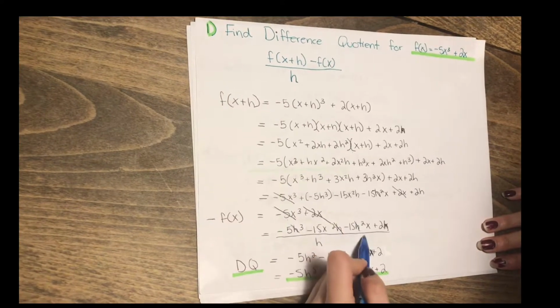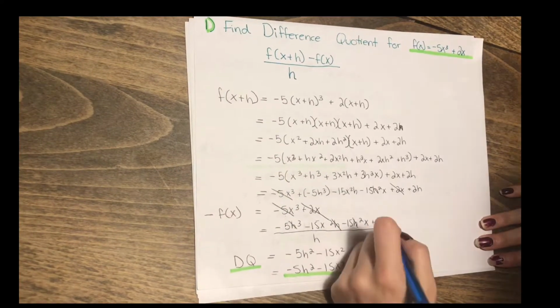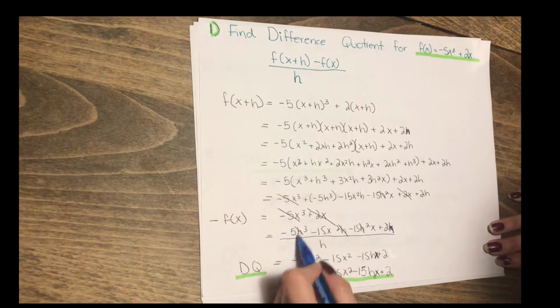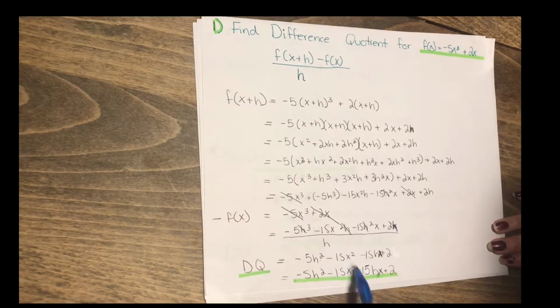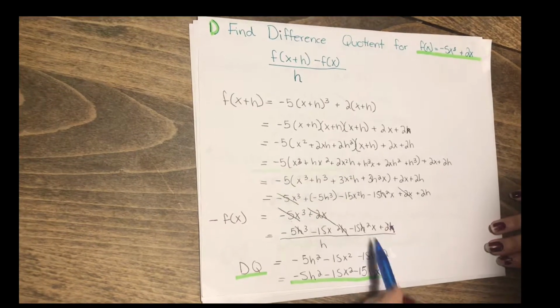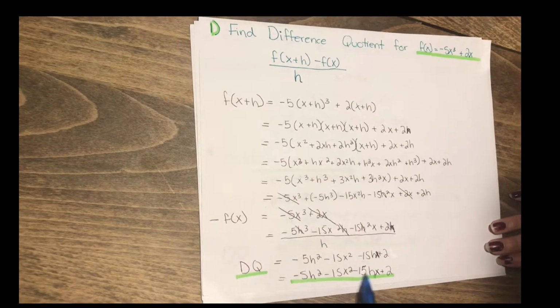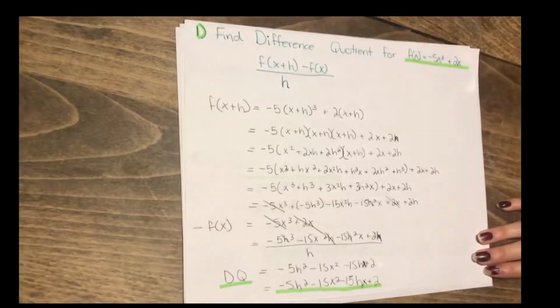So we're going to cancel all the h values on the top and the bottom. And you're going to get negative 5 h to the second minus 15x squared minus 15hx plus 2. And that's the difference quotient for the answer.